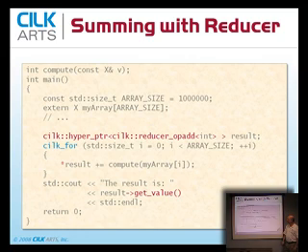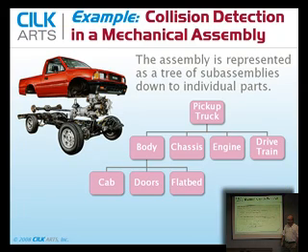Here's a more complicated example that shows the power of the hypervariables, and that's doing collision detection in a mechanical assembly. So the idea is, suppose you have an assembly represented as a tree of sub-assemblies. A pickup truck is represented as a body and a chassis, engine, and drivetrain. And each of those is broken down into its component parts and so forth, down until you get some sort of complex geometric object representing atomic parts.